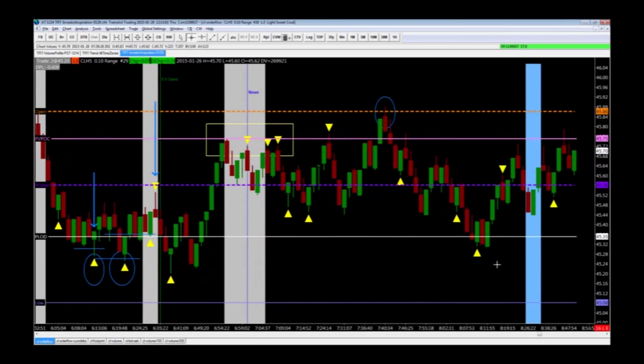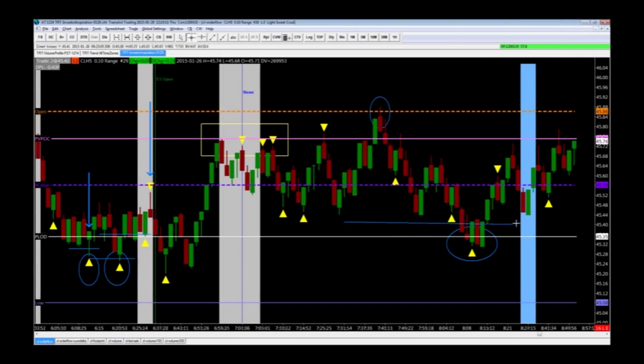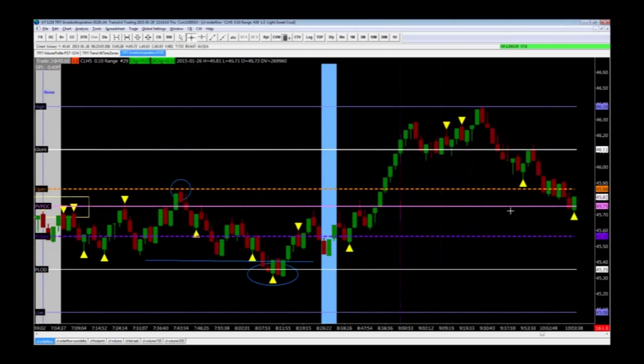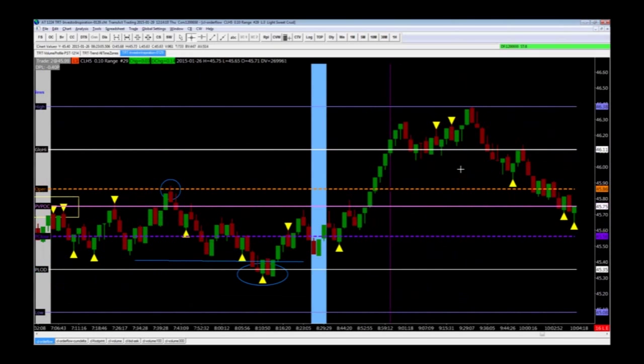Well, what's ironic here is that this is actually where you want to get long again, but you're just getting stopped out because your stop is right there. It's below this level. But the market continues higher. Now, there's actually another short that sets up here, but I'm running out of time.